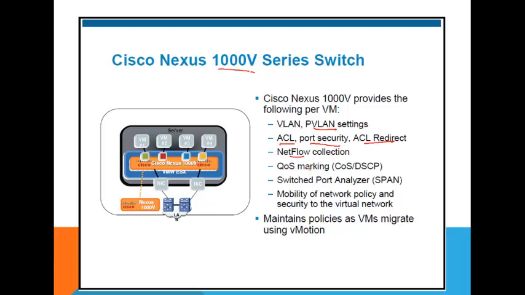Now we get NetFlow for both sending and receiving data, and quality of service for both layer 2 and layer 3. Layer 2 quality of service we call class of service. Layer 3 quality of service we call differentiated services code point, DSCP. This also supports switch port analyzer, SPAN, meaning I can sniff the traffic coming from one of the VMs. I can have a mirror copy of it and analyze what traffic is going from this VM and what traffic is coming inside this VM.